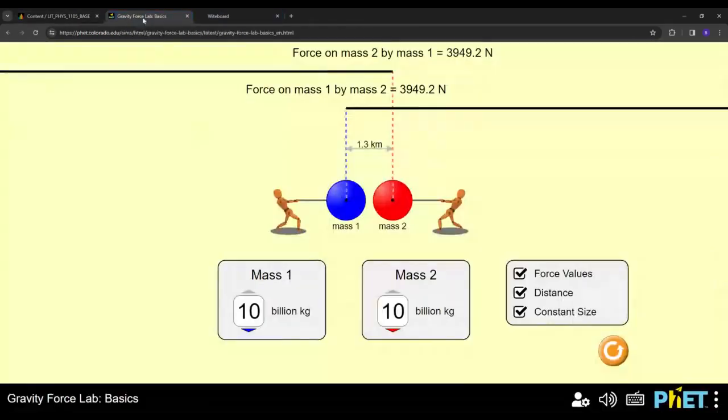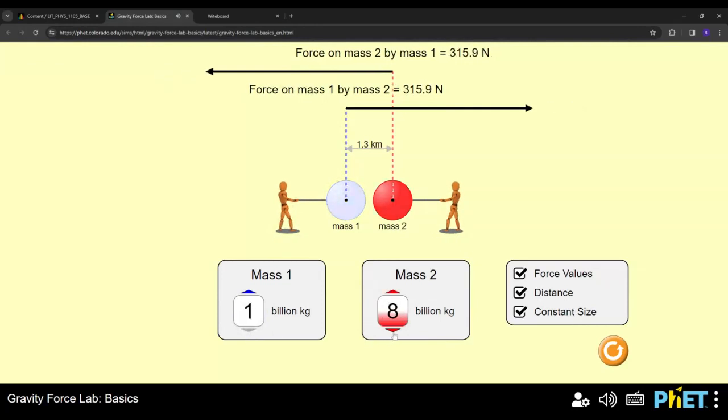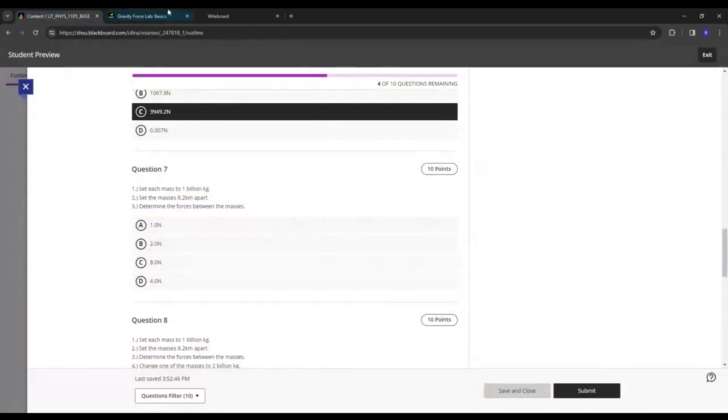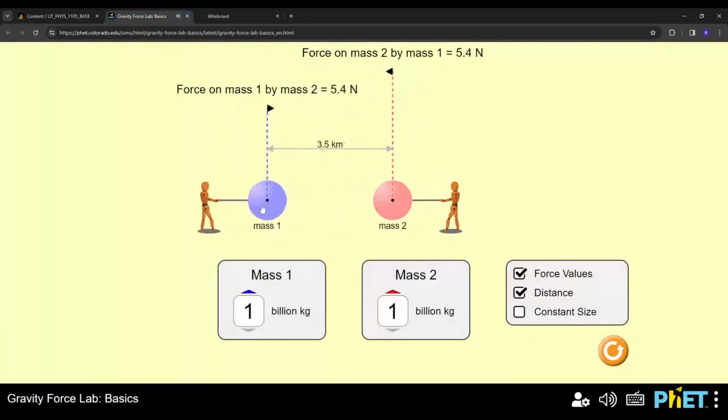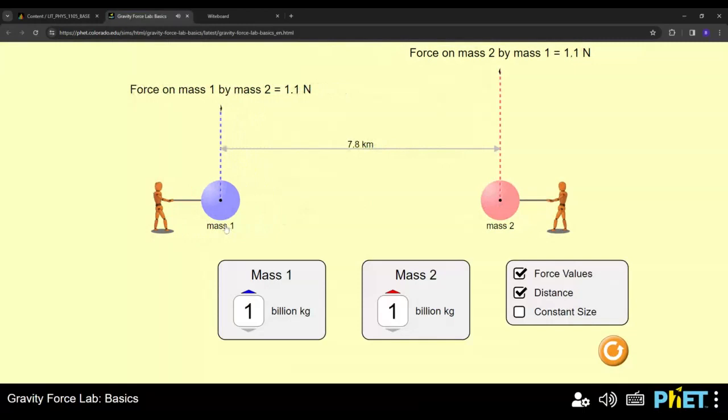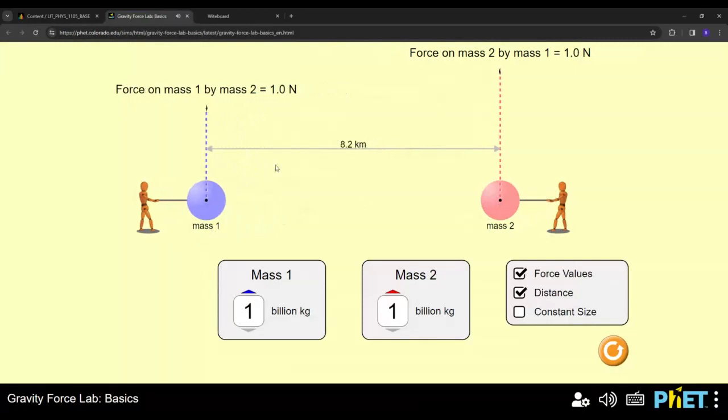So 1 billion kilograms each. Now the constant size won't matter if it's on or off. So you can leave it either way if you like one color better than the other. I guess in this case, the size off is slightly brighter colors, but it won't matter. And then 8.2 kilometers apart. So scoot him back a little, scoot this one back a little, give her a bump here, right there.